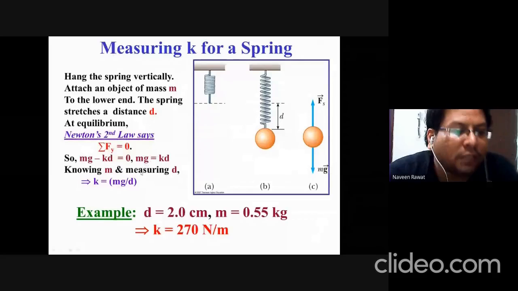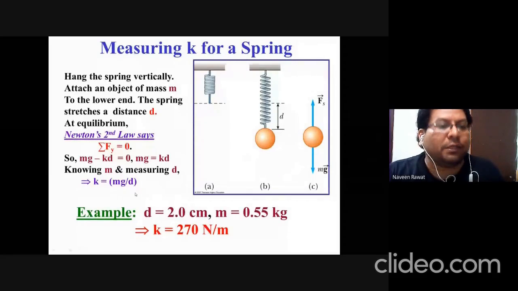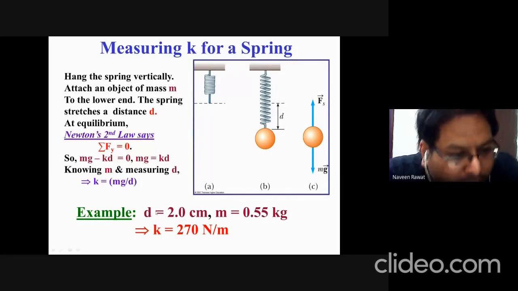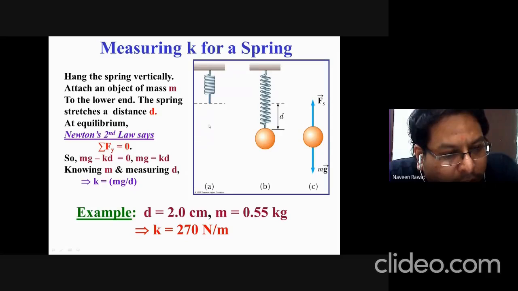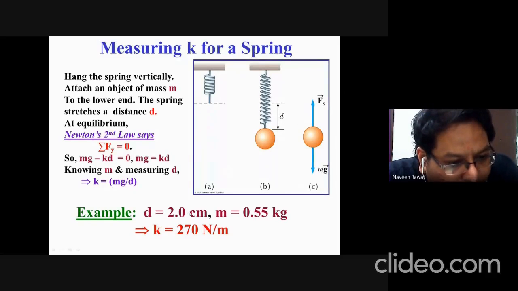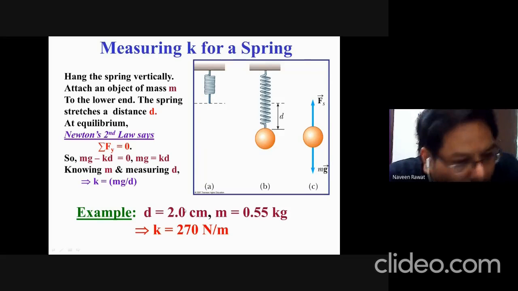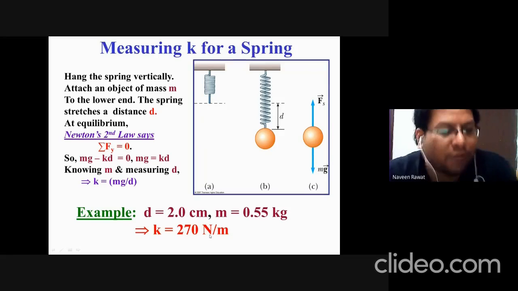So this is a simple and straightforward method to actually measure the spring constant of any spring. You can take an example. Suppose the displacement is 2 centimeters, and this happens because of a mass of 0.55 kilograms. Then k will be your mass, 0.55 kilogram, times g, which is 9.8, divided by d, which is 0.02 meters. If you solve it, you will get the value of k as 270 newtons per meter.